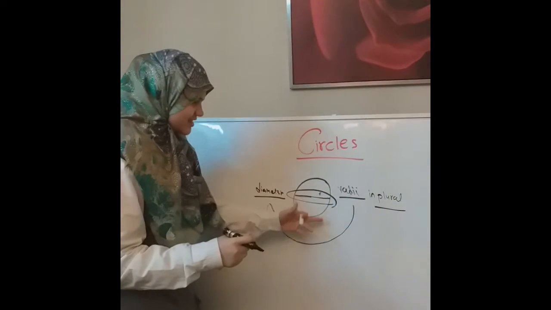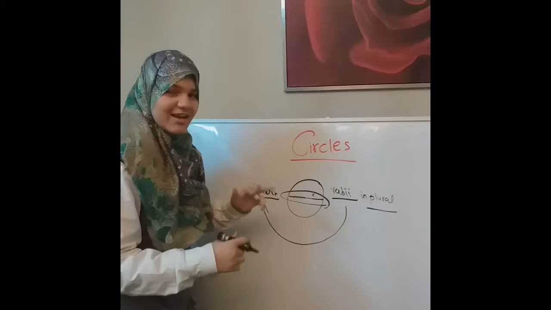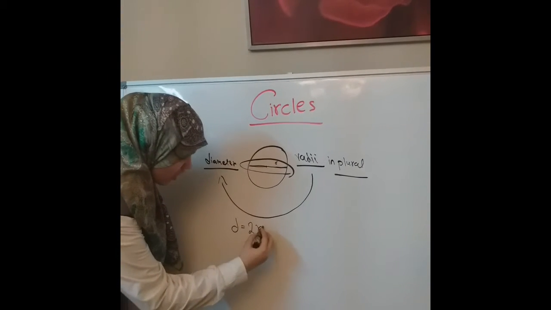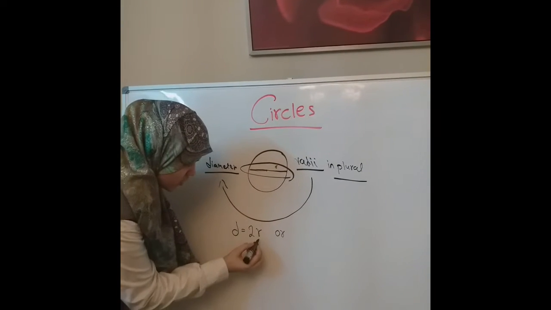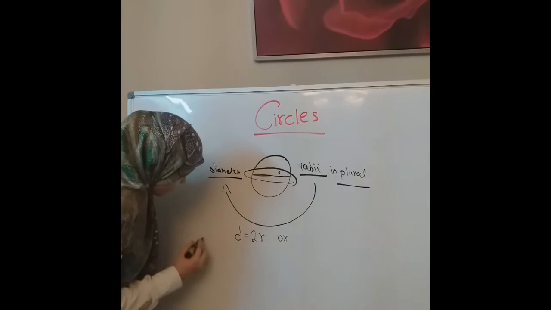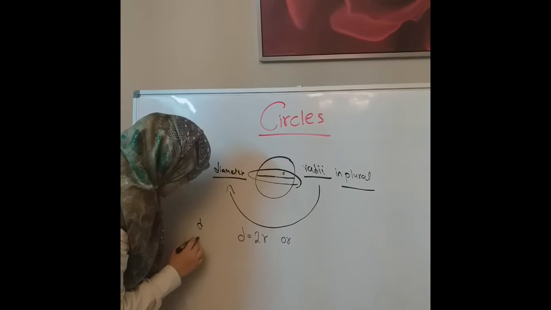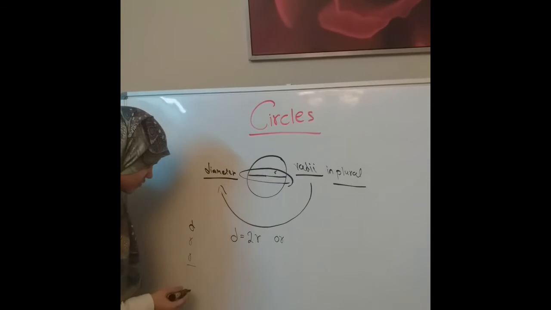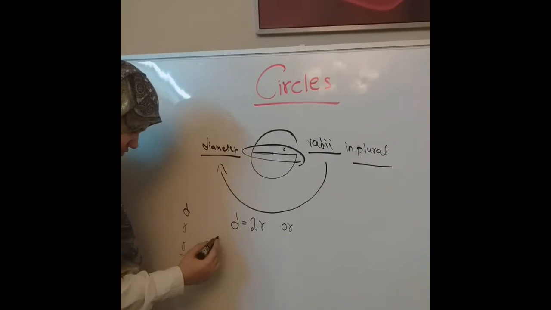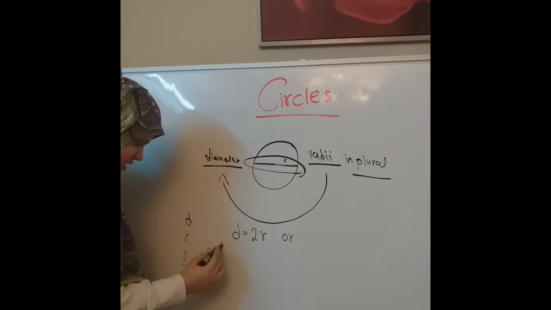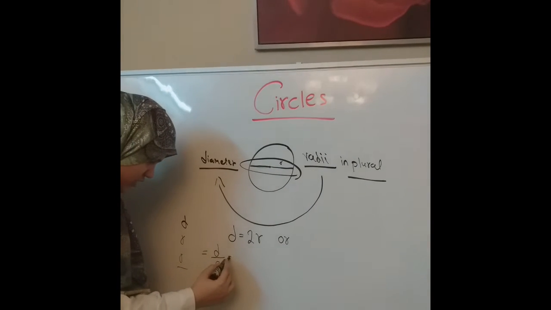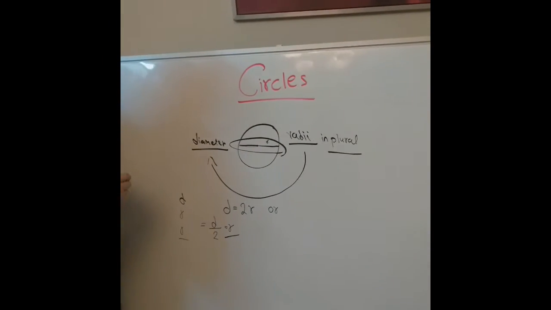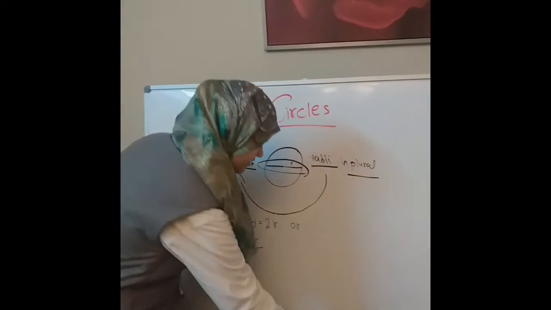That means this has a formula: D equals 2R. Or if we have the diameter and one radius but not the other, we use this formula: D over 2 equals R. This is the first thing. Let us go to the next lesson.